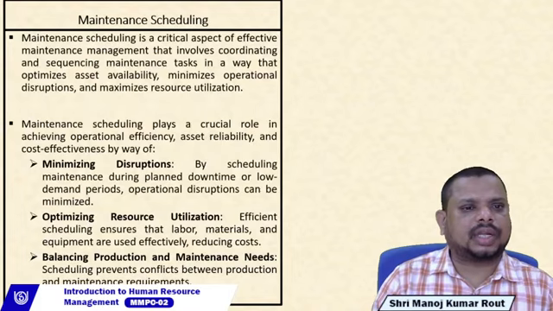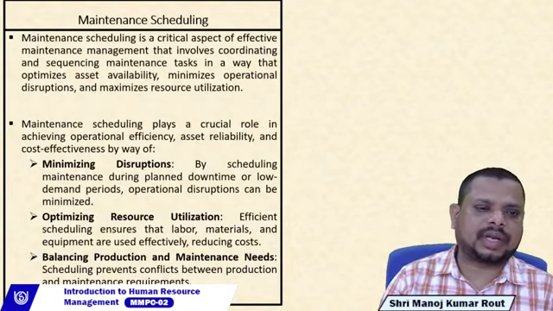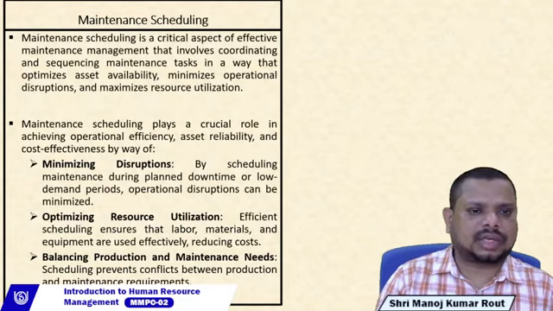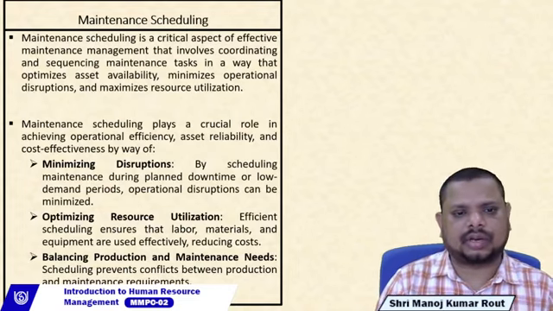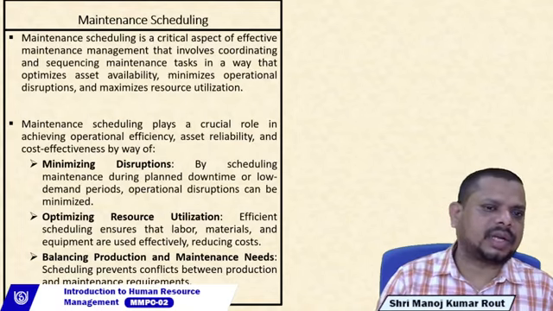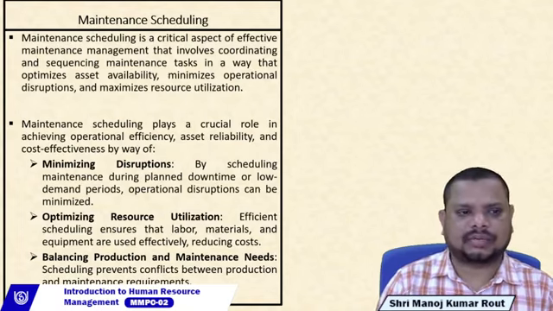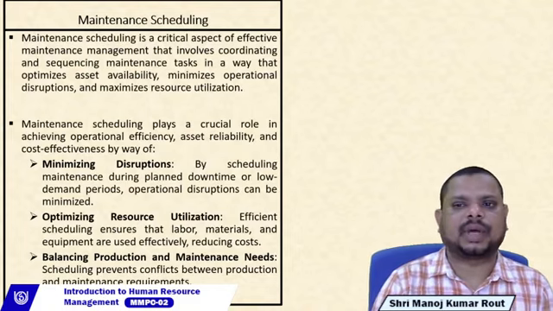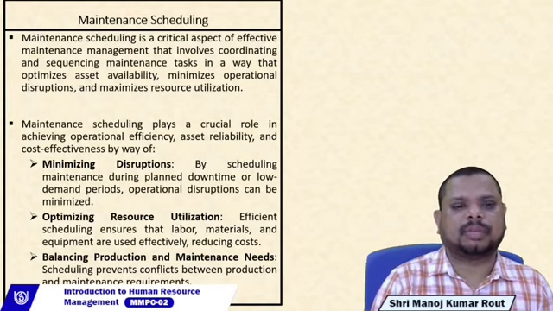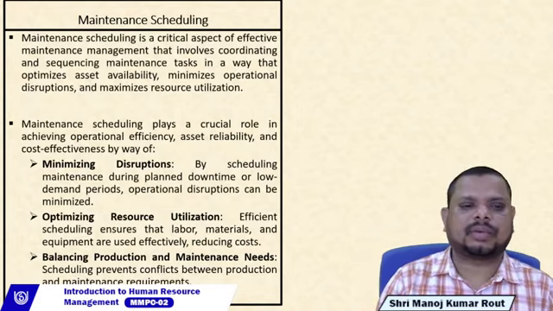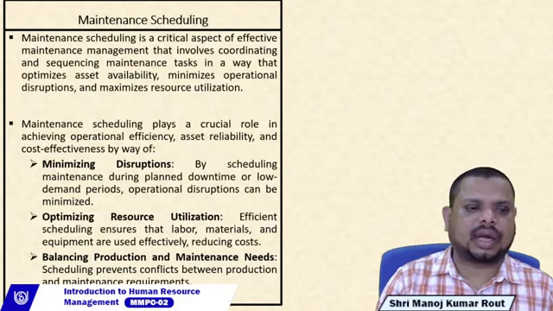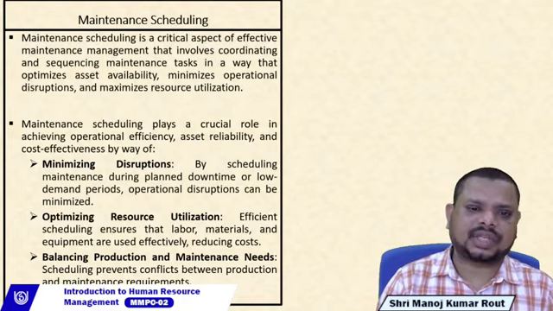Moving to the next one, maintenance scheduling. After maintenance planning, as we have discussed, the plan should go to scheduling and finally to confirmations. Maintenance scheduling is a critical aspect of effective maintenance management that involves sequencing maintenance tasks in such a way that they can easily optimize asset availability, minimize operational disruptions, and maximize resource utilization. These are applied inside organizations to achieve operational efficiency, asset reliability, and cost effectiveness.